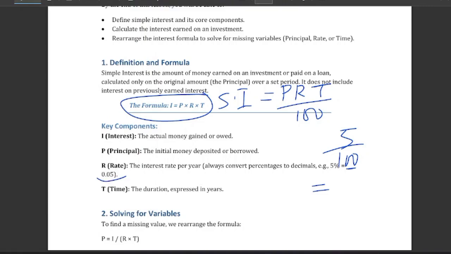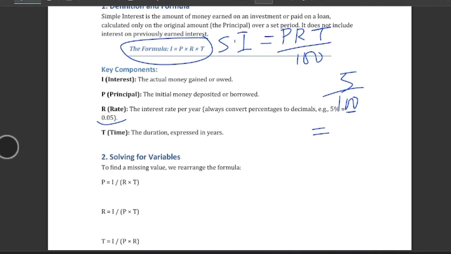The time is talking about for how long you want the money to stay in your bank without touching it, or for how long before you pay back the money you are borrowing. It is usually calculated using a year. Sometimes they might use months, but let's focus on year now. I hope this is very clear. So if this is clear, then let's now see how to apply the formula we just talked about.